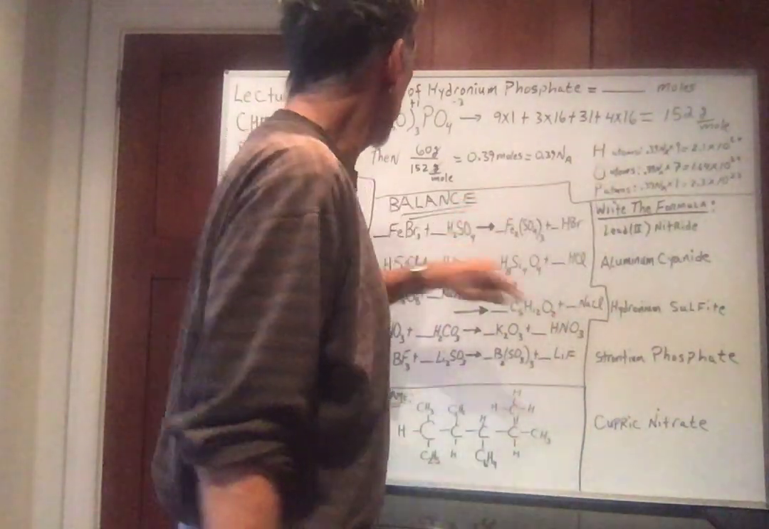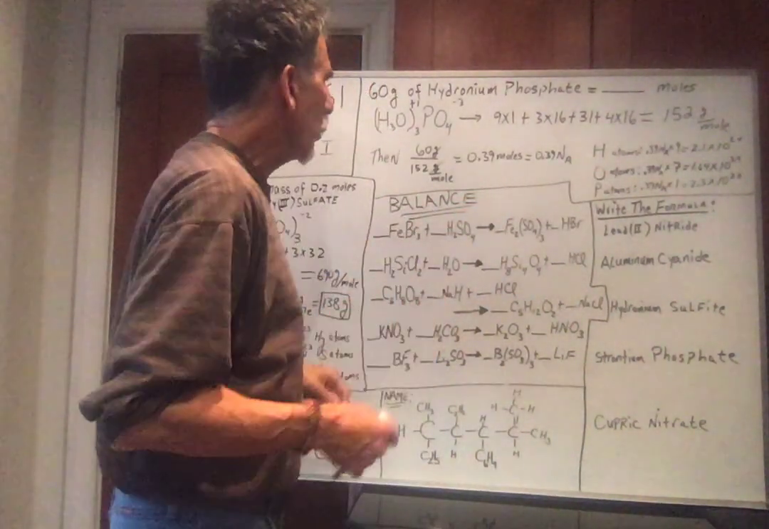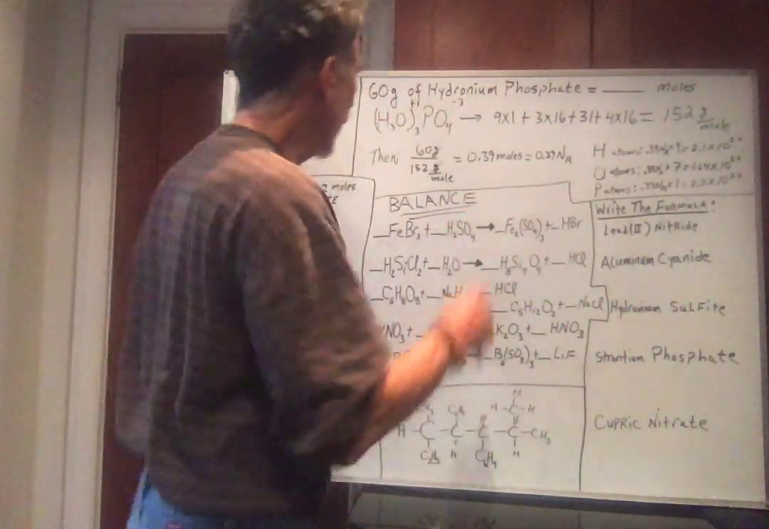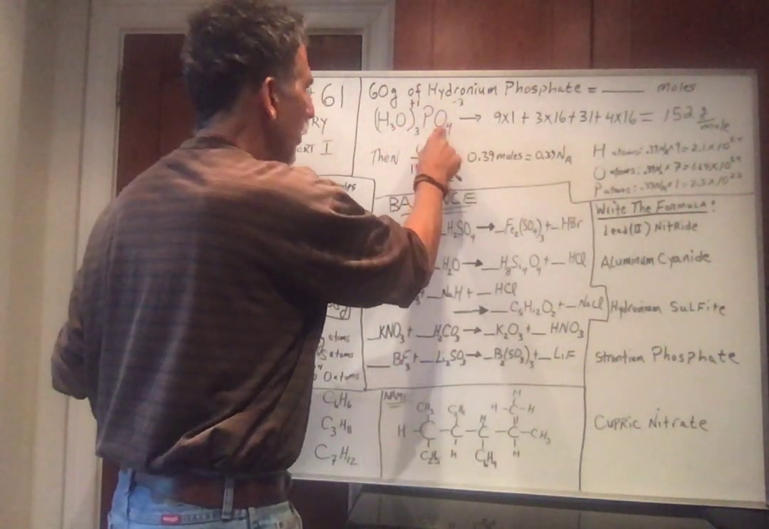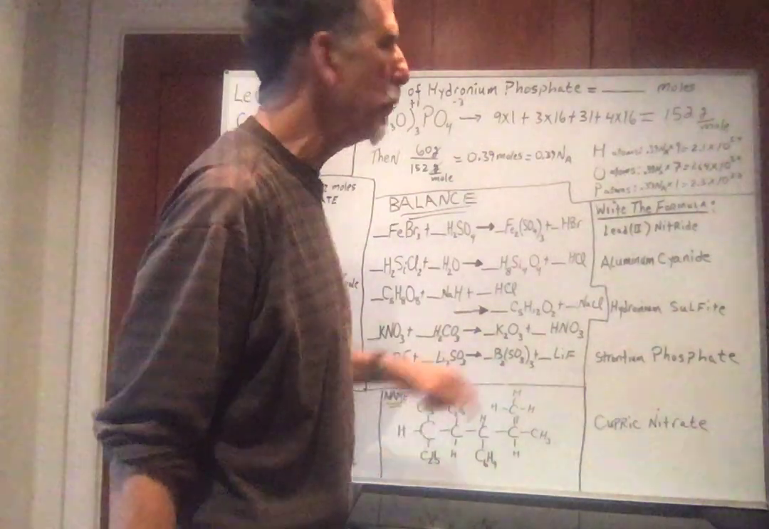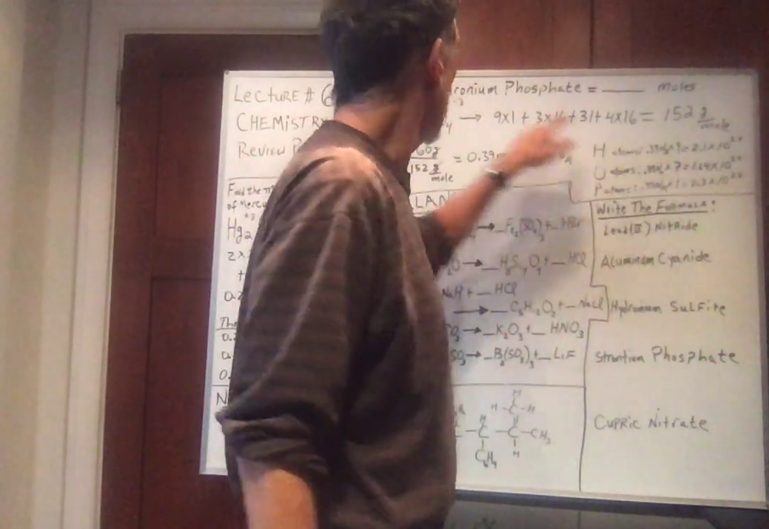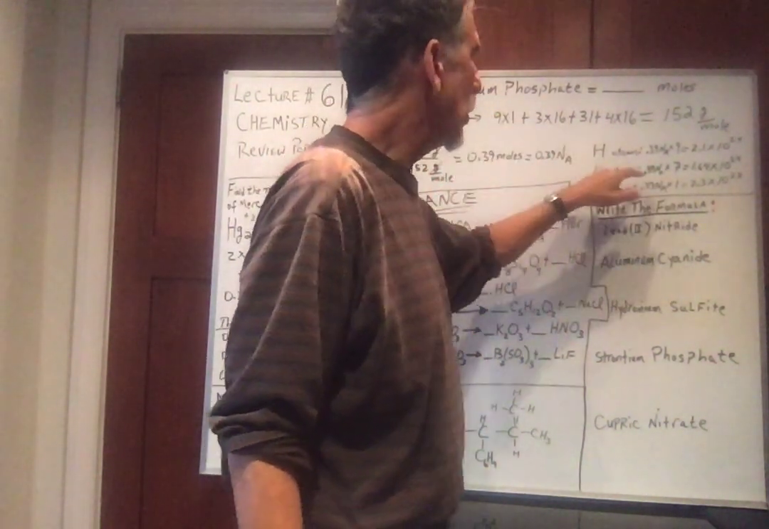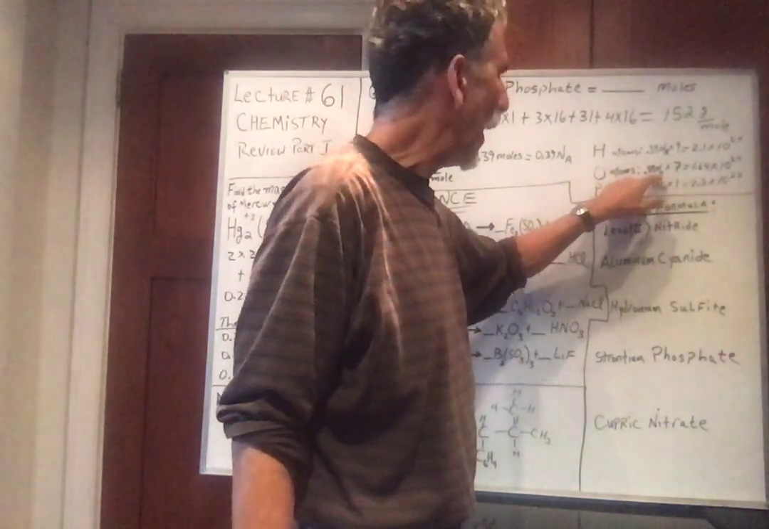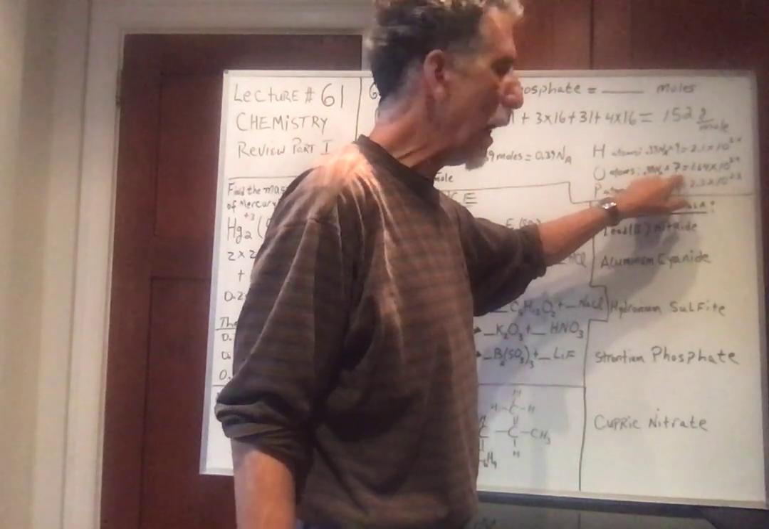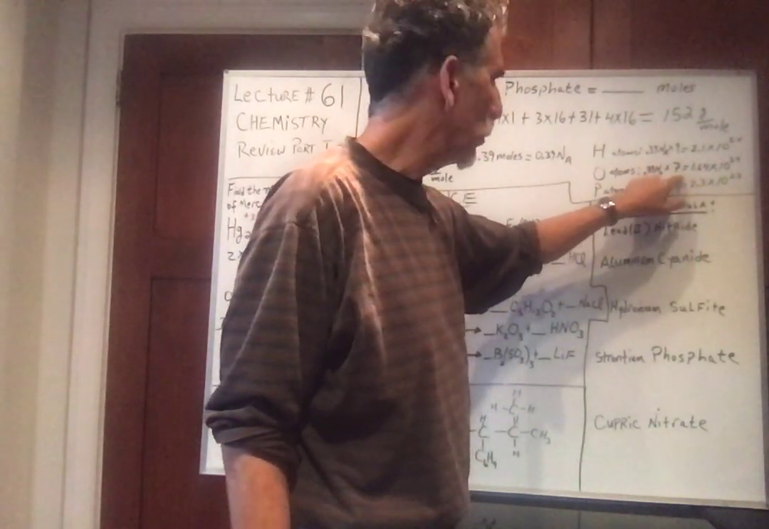How many oxygen atoms? Well, if I want oxygen atoms in the entire molecule, I need to add up all the oxygens. So I have 3 oxygens here and I have 4 here. So I have a total of 7 oxygens in hydronium phosphate. So 0.39 moles is 0.39 Na times the 7 oxygen atoms per molecule.